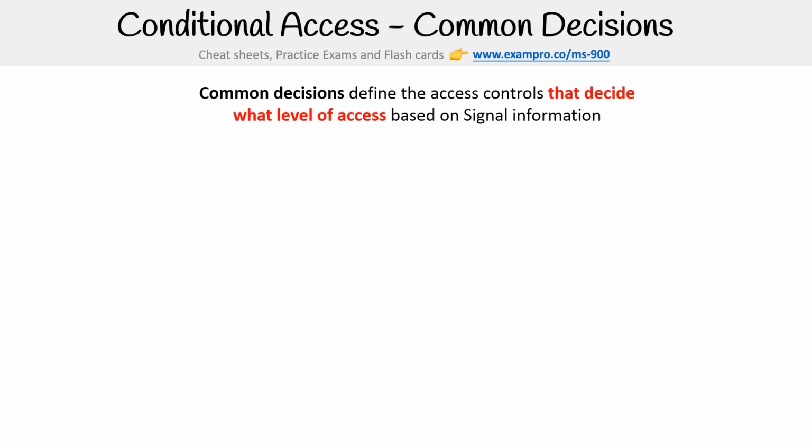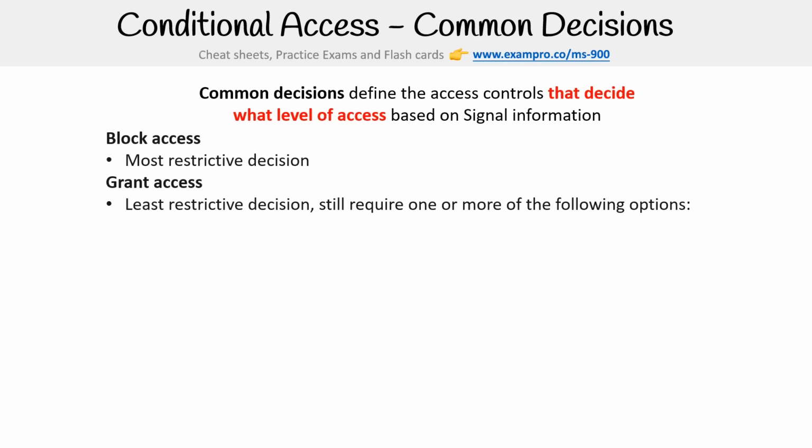Let's talk about common decisions. So these define the access control, which is what level of access is given based on the signal information. And so this is when we were talking about those verifying steps. These are those common decisions. So we have block access, which is the most restrictive decision. Then you have grant access, and this is the least restrictive decision, but it still requires one or more of the following options.